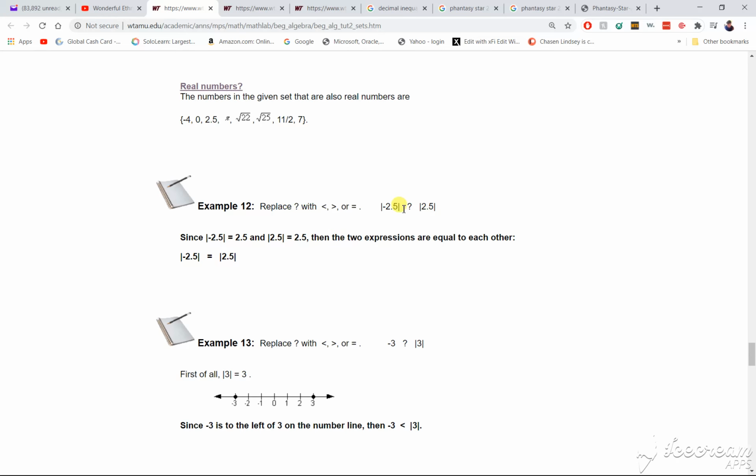Remember, with absolute value, negatives and positives are literally the same exact thing, except mirror images, or flipped. So both of these are actually 2.5. Forget the negative. Since the absolute value of negative 2.5 is 2.5, and the absolute value of 2.5 is 2.5, then the two expressions are equal to each other.